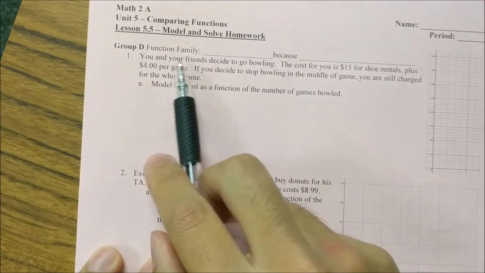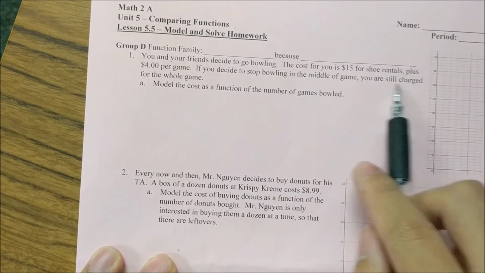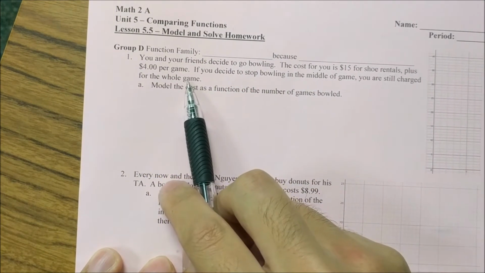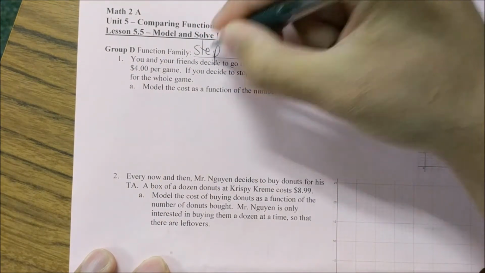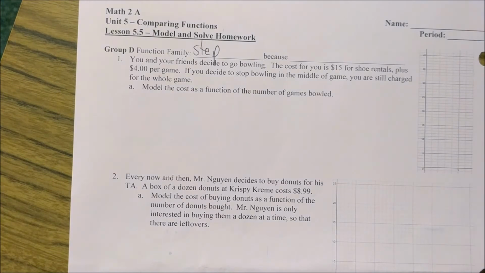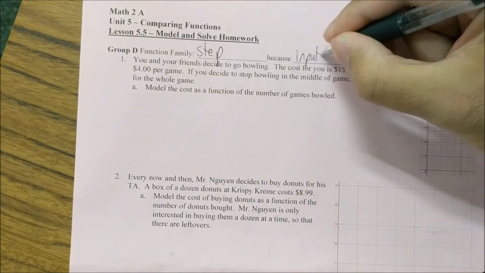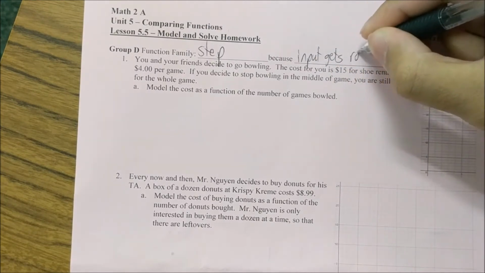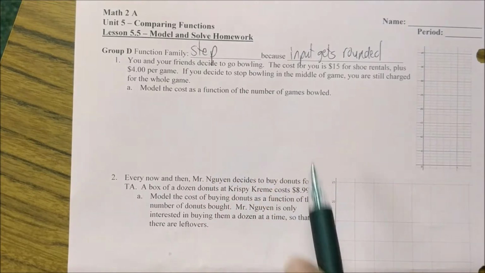Okay, so over here, if you decide to stop bowling in the middle of the game, you are still charged for the whole game, which means that it gets rounded up. So this is clearly a step function. Okay, this first one specifically is a ceiling function.